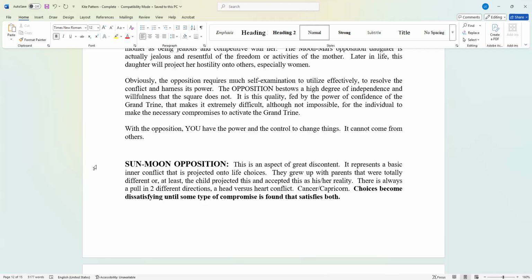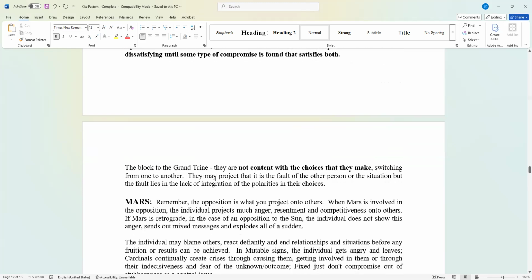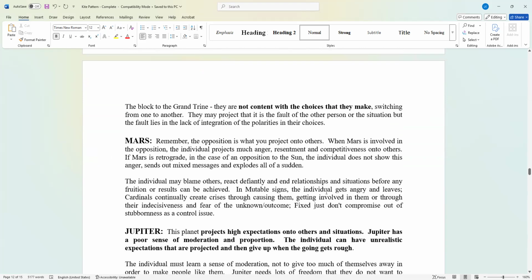He expresses the Cancer through being like his mother, very tactile and touching other people and working at things that evoke a great deal of emotion, but doing it using the structure of the royal family or royalty. Okay. So with that sun moon, they're not content with the choices that they make, and there's a need to integrate those polarities. Now with Mars, we talked about how your own anger issues get projected onto other people.